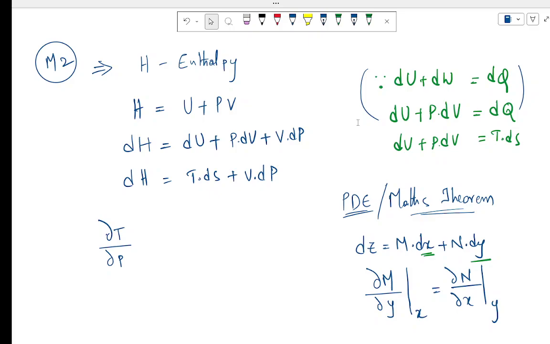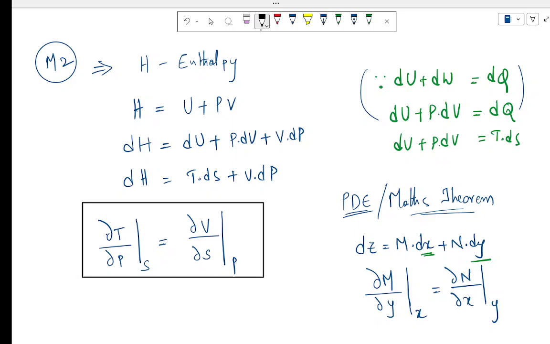So now let us look at this expression. dou T by dou P at constant S will be equal to dou V, because my N is V now, dou V, and my X is S now, dou S of P. So this expression will be my expression for M2. This is Maxwell relation 2. So far we have seen two Maxwell relations, Maxwell relation 1 and Maxwell relation 2.